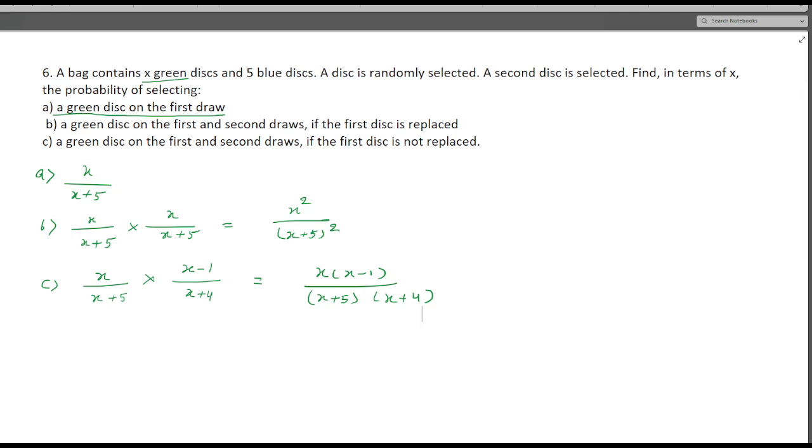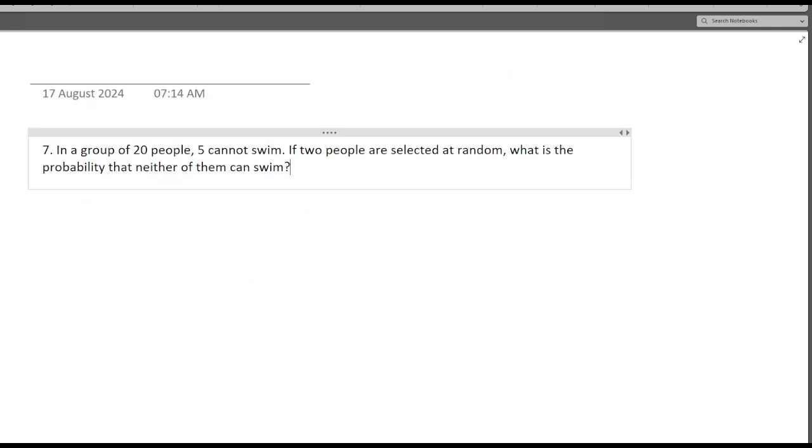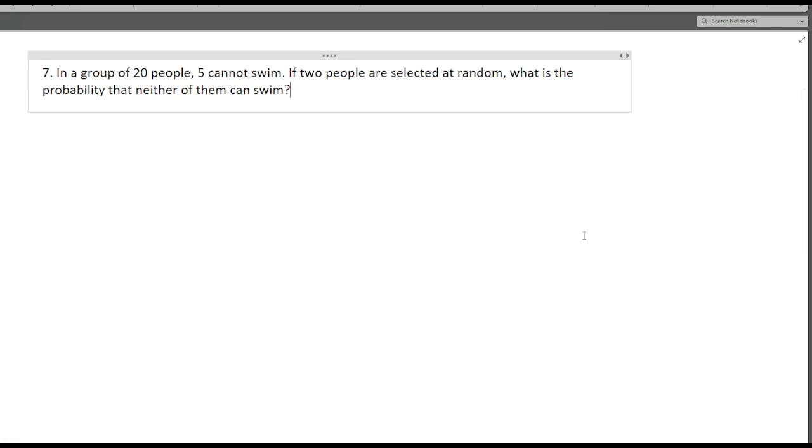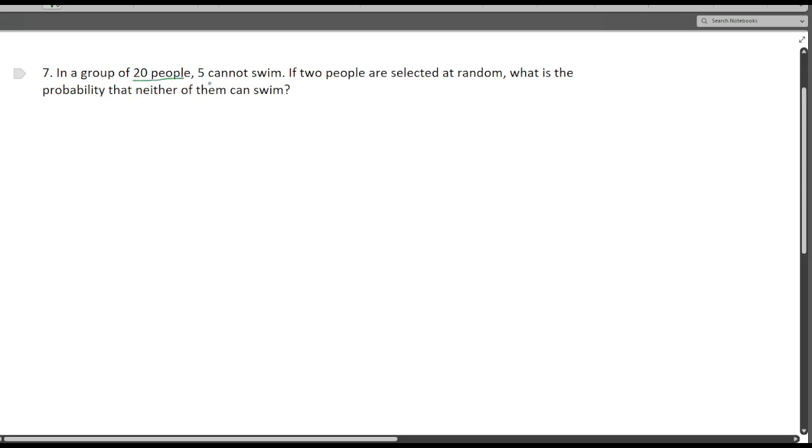Now question number 7. I hope they are all simple questions. Question number 7. In a group of 20 people, 5 cannot swim. If 2 people are selected at random, what is the probability that neither of them can swim? So in a group of 20 people, 5 cannot swim. Now we are selecting 2 people at random. What is the probability that neither of them can swim?